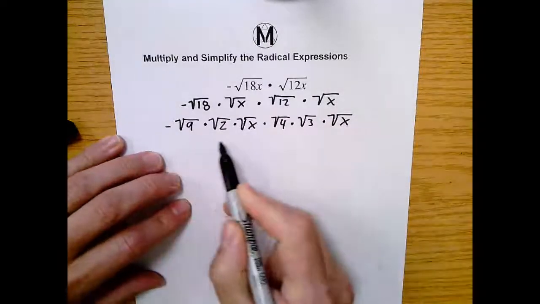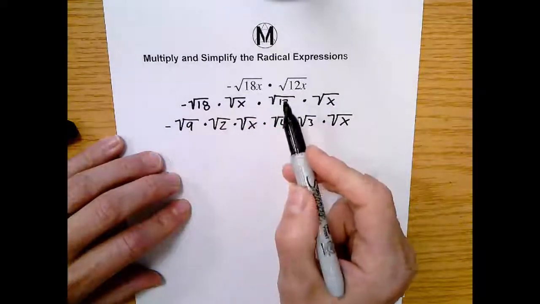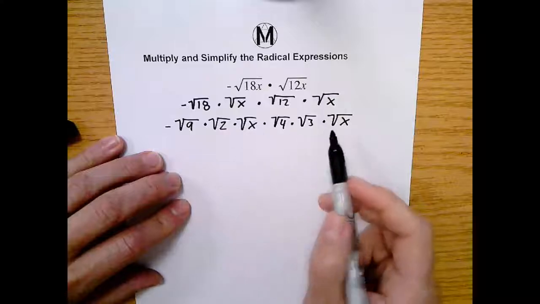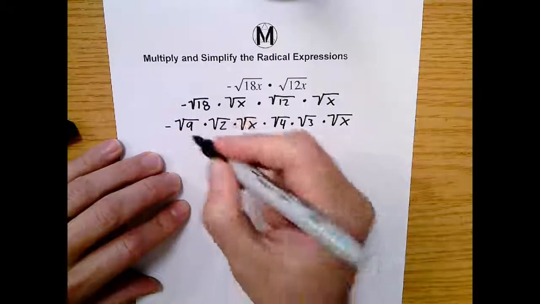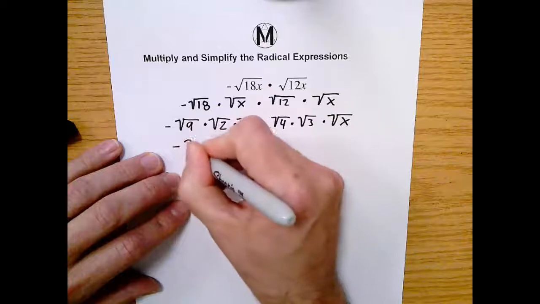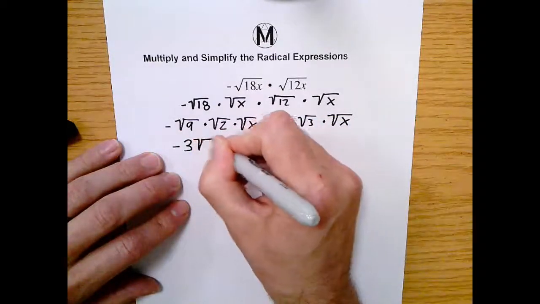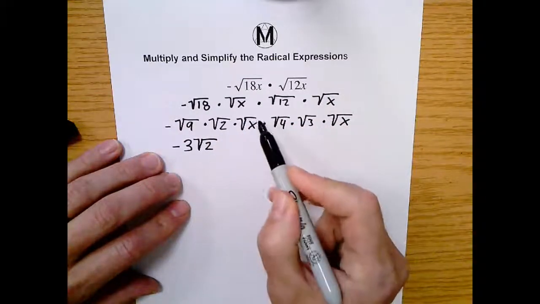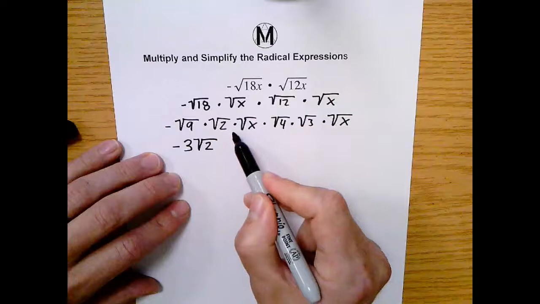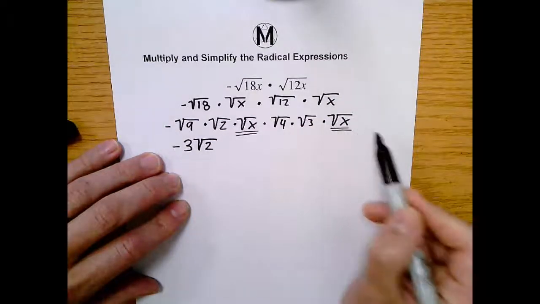So now I have all these little components. These are all the pieces that kind of build up to here. And now we can just kind of go through this step by step. We know the square root of 9 is 3. So I have negative 3. And then the square root of 2 is negative 3 times the square root of 2. Now I'm going to come over here, and I'm going to look right here. I have a pair. I have the square root of x, and I have the square root of x.